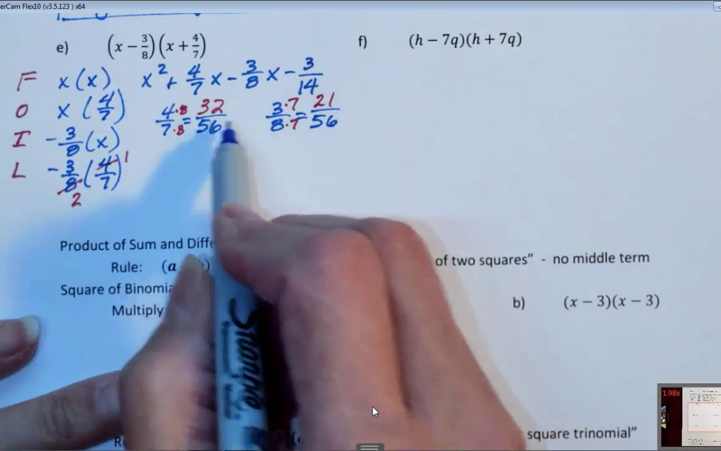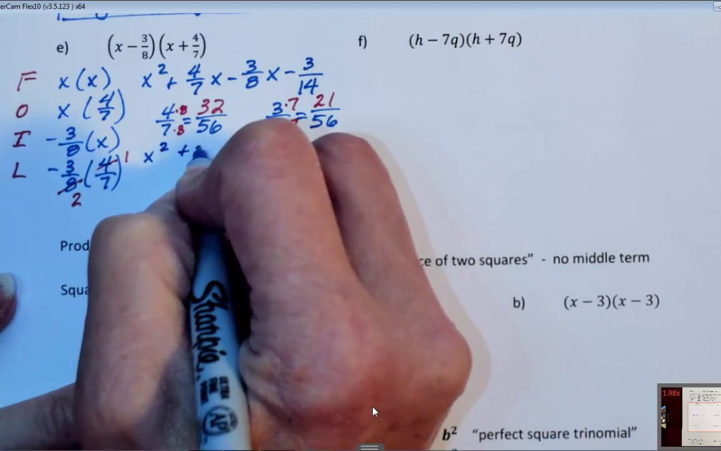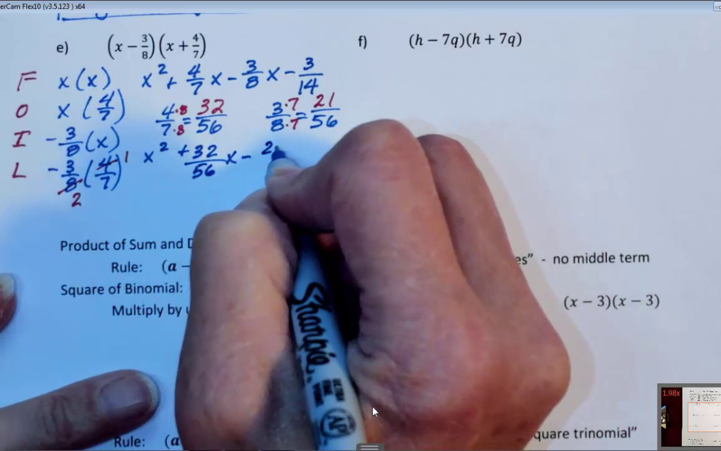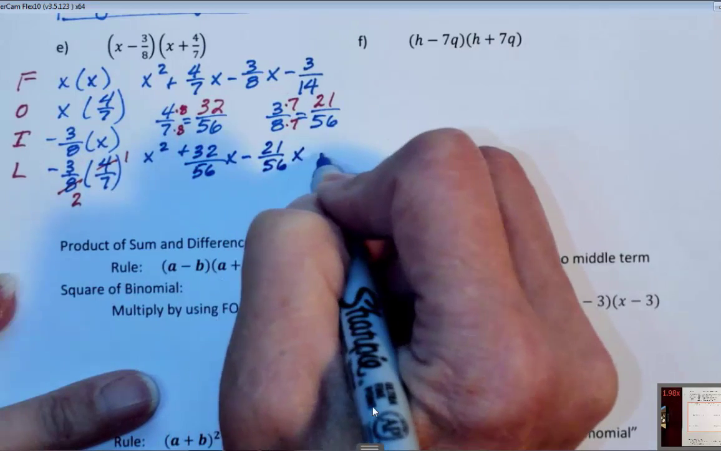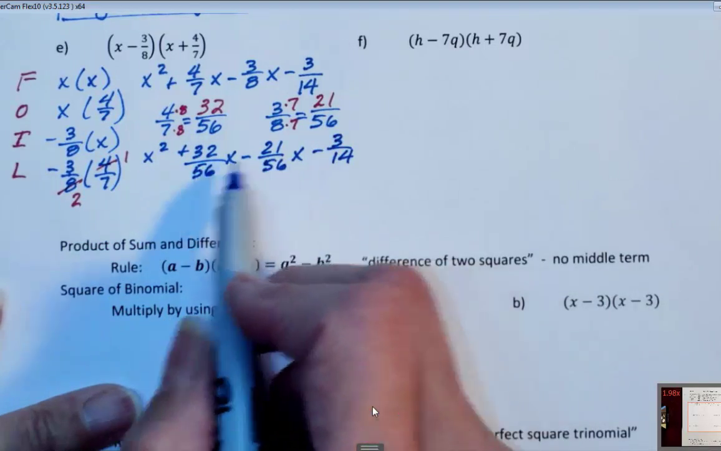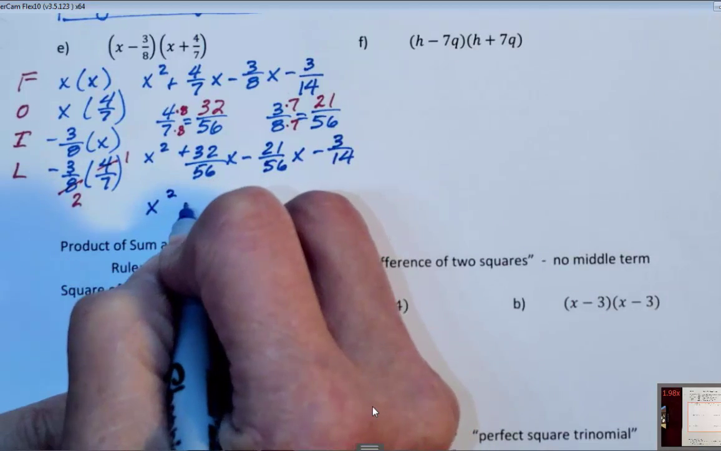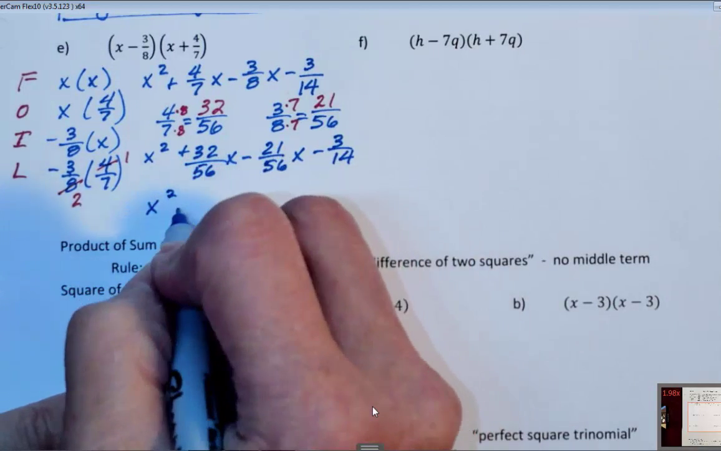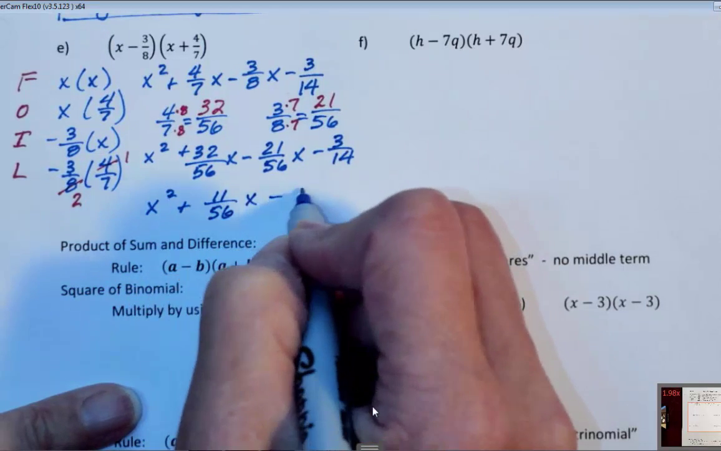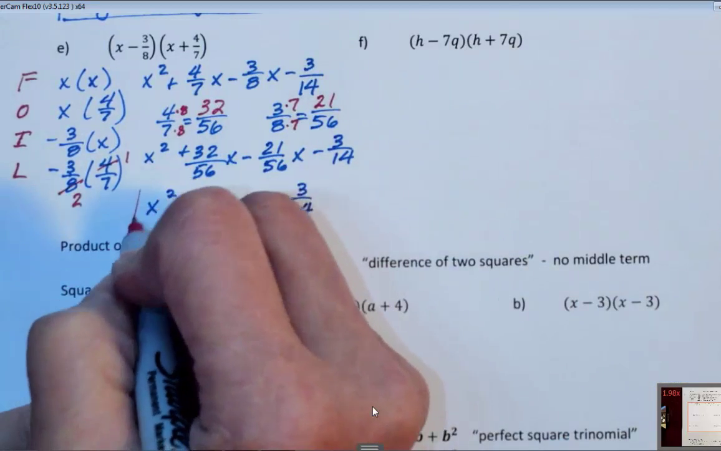So now I'm going to use these equivalent fractions and rewrite x squared plus 32/56 x minus 21/56 x minus 3/14. So now that I have the same denominator, I'm going to just combine the numerators. x squared and 32 minus 21 gives me 11/56 x minus 3/14. And that is your answer for this problem.